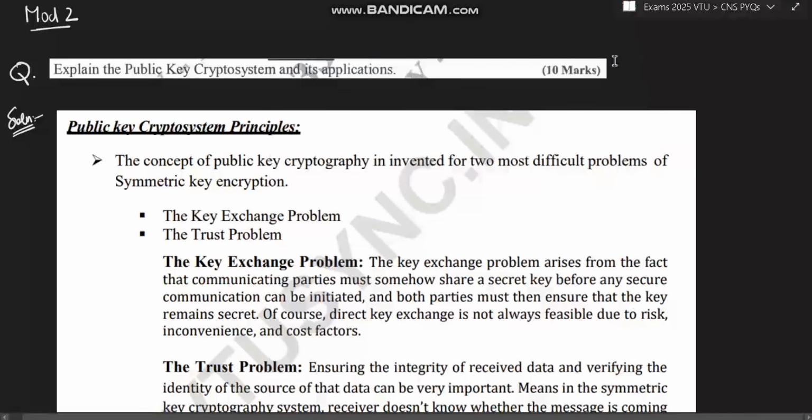Moving on to module 2, we do not have many topics, but the topics which are there you need to understand in very much depth. So let's get started.